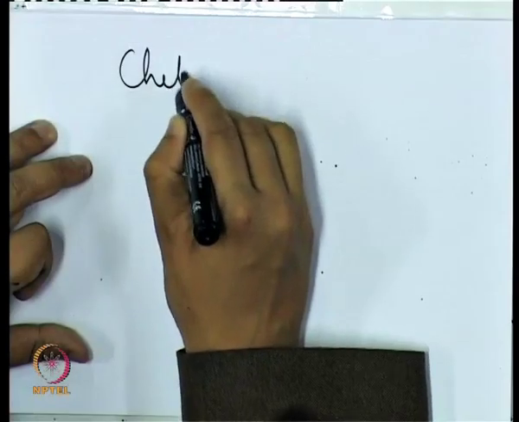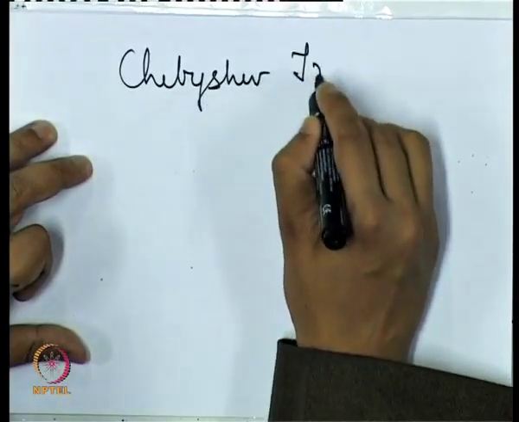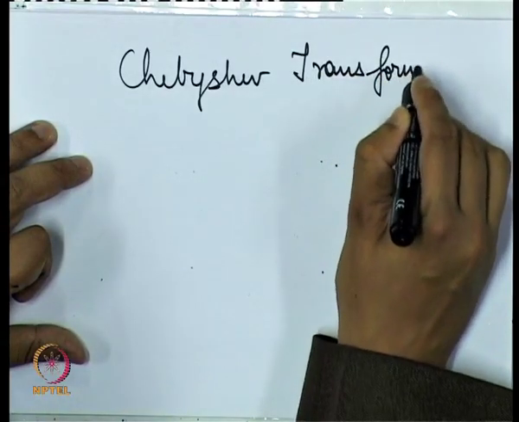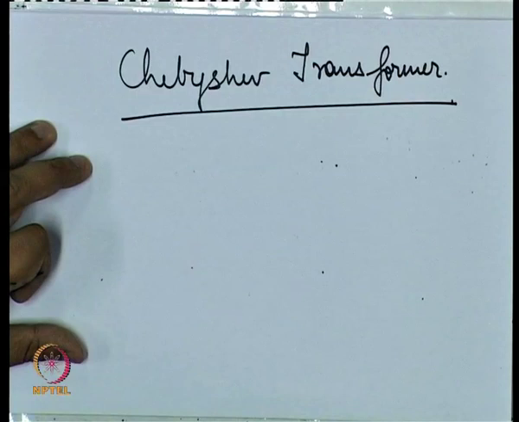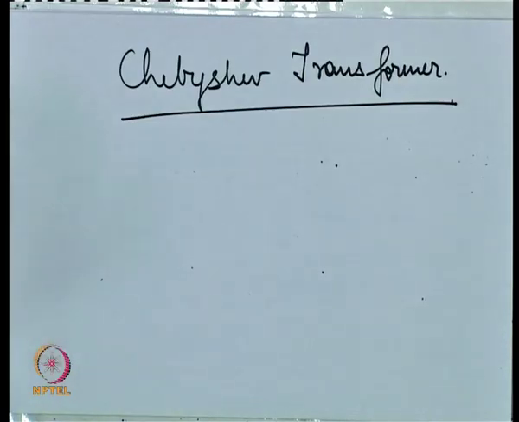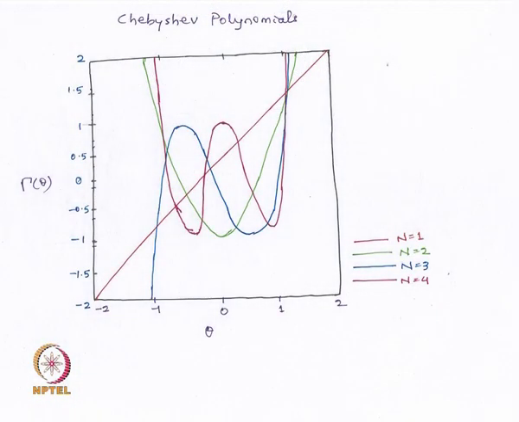Then we will consider one more transformer, which is the Chebyshev. So let us see what the Chebyshev is. In order to understand the Chebyshev transformer, these are the Chebyshev polynomials, for various orders or values of n.